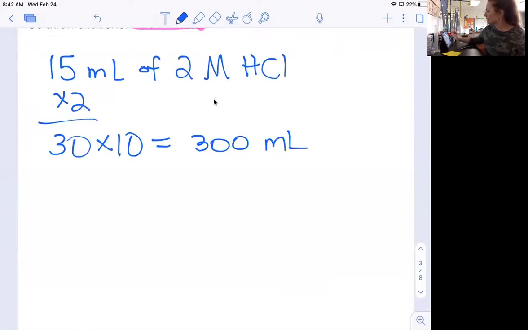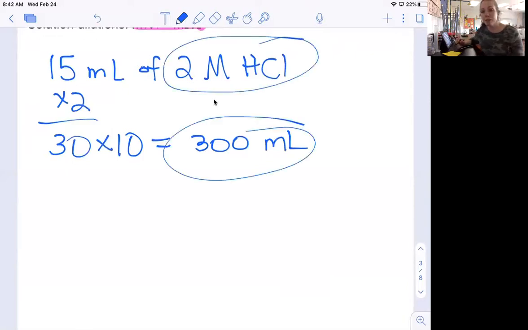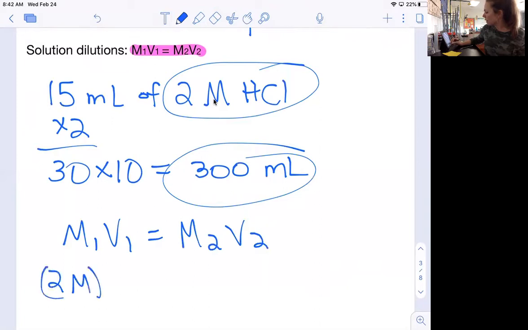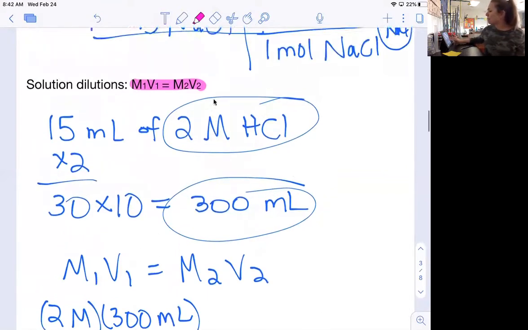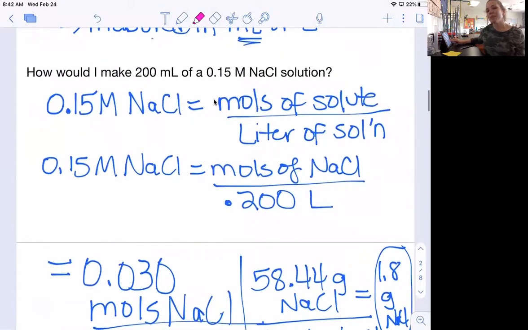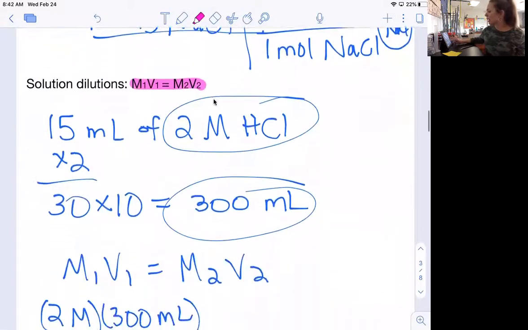So basically, I figured out that I needed about 300 milliliters of 2 molar HCl. So using M1V1 equals M2V2, okay? What I did here was I knew I needed 300 milliliters of 2 molar HCl. Just so you know, in this equation, you can use milliliters or liters because you have volume on both sides, so as long as you're using the same unit for volume, it doesn't matter. In the other equation, you have to use liters because molarity is defined as moles per liter, okay?